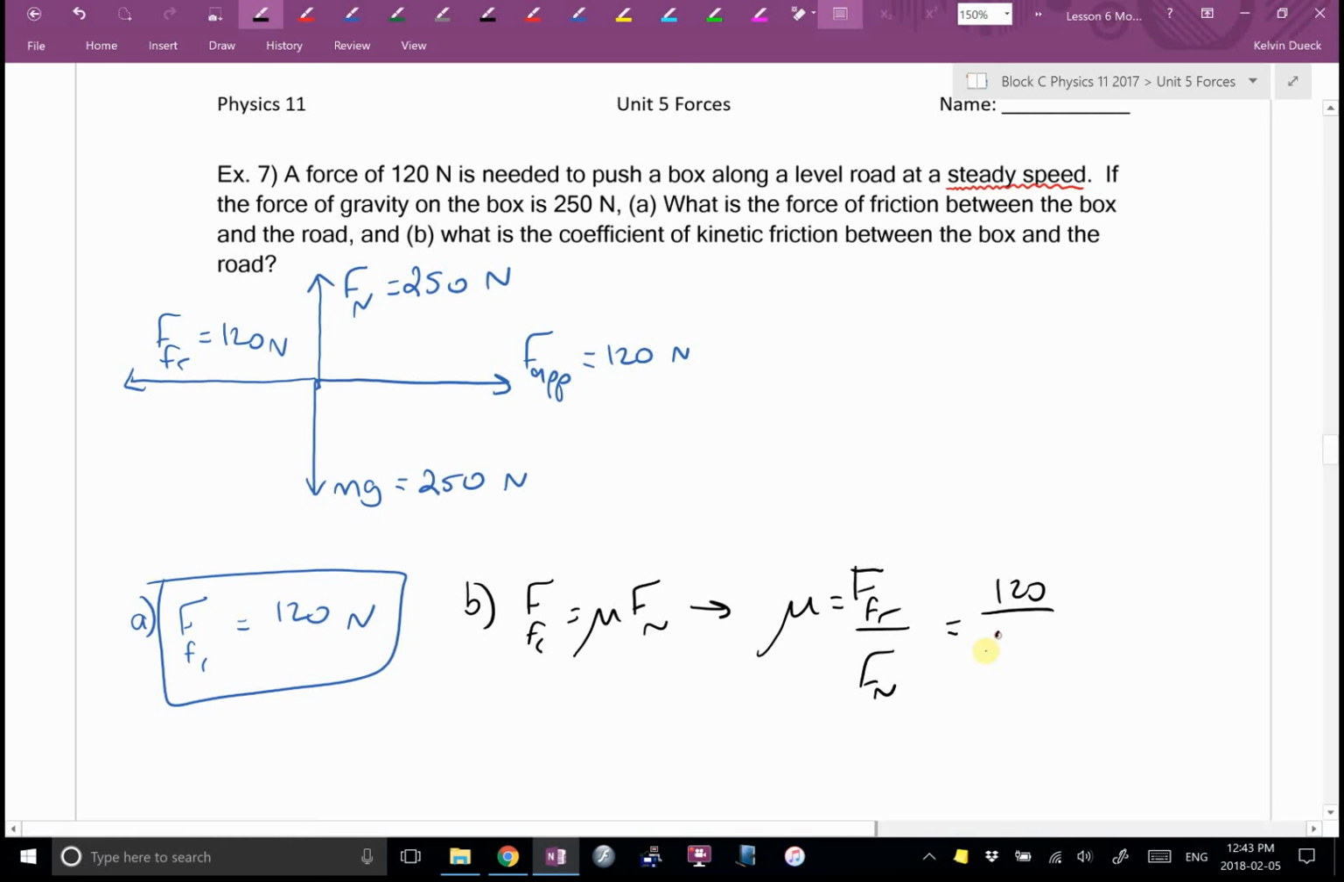Yeah. Which is what? It's going to be 120 divided by 250. 0.48? Even? Yep. Units? There are none. 0.48?